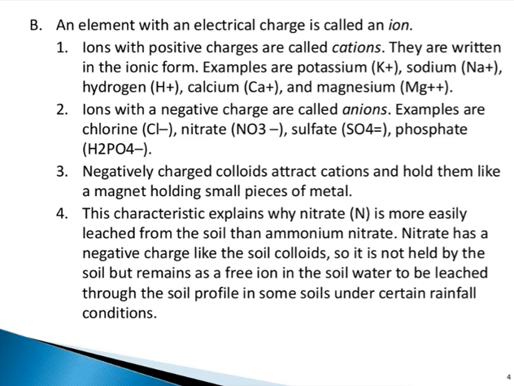Then what is an anion? An ion with negative charge is called an anion. Examples of anions are chloride, Cl-, nitrate, NO3-, sulfate, SO4 2-, and phosphate, H2PO4-. These are called anions. Negatively charged colloids attract cations and hold them like a magnet holding small pieces of metal.